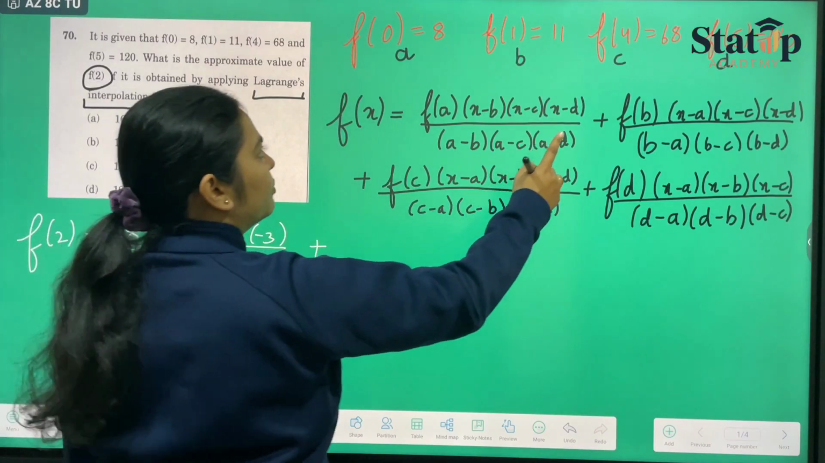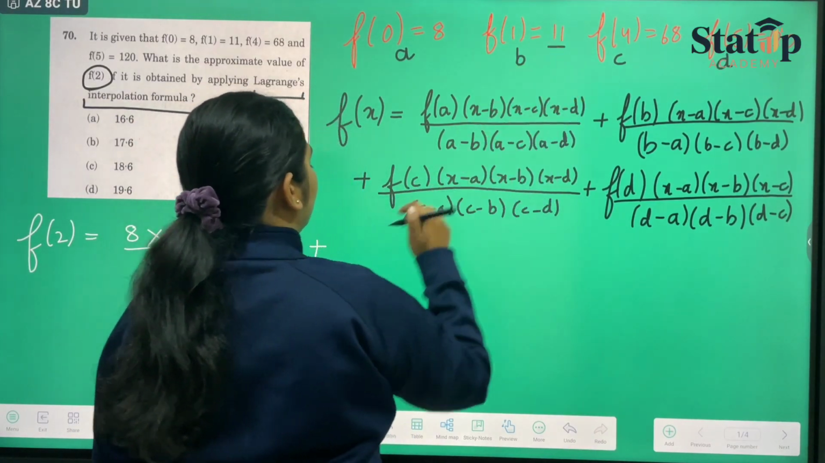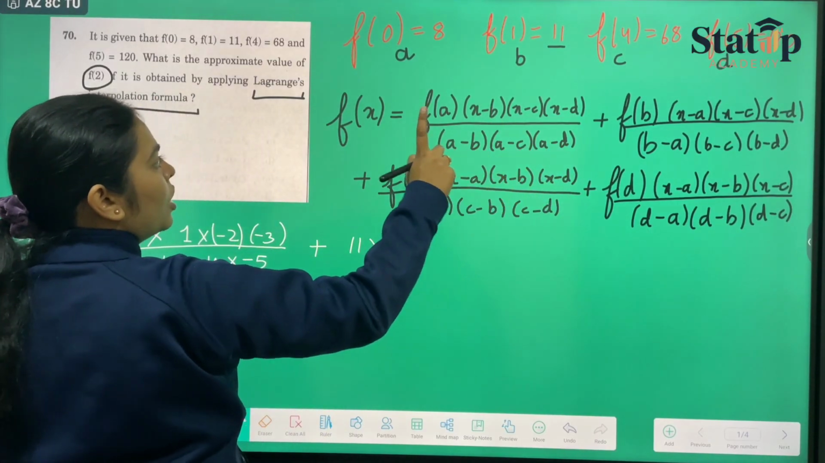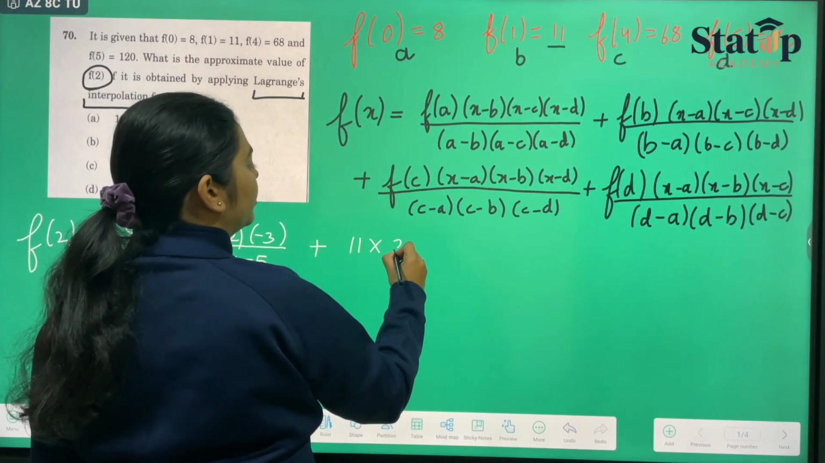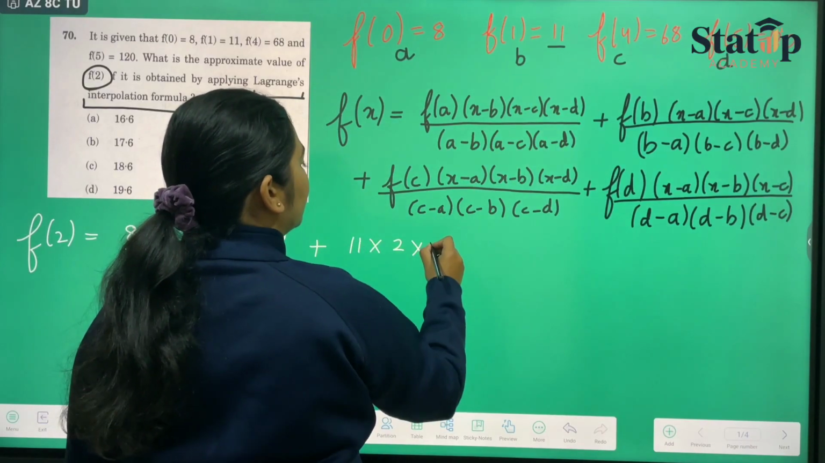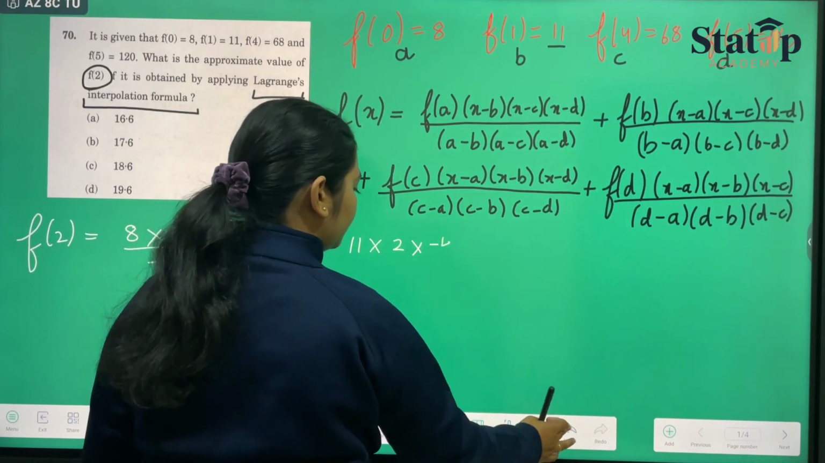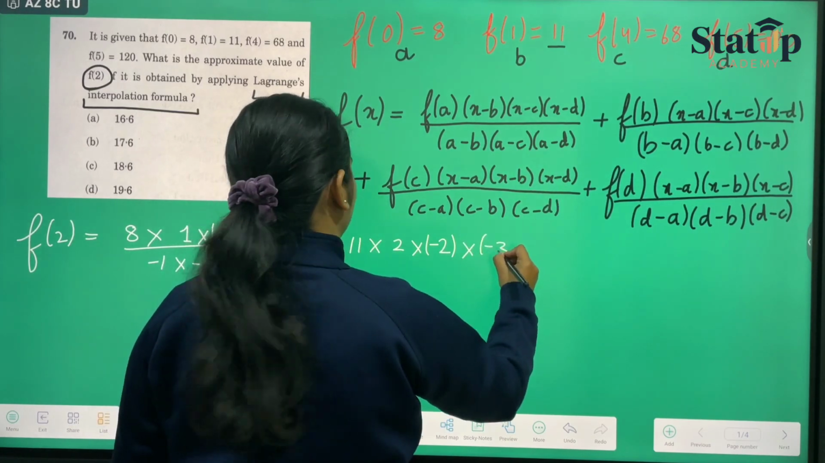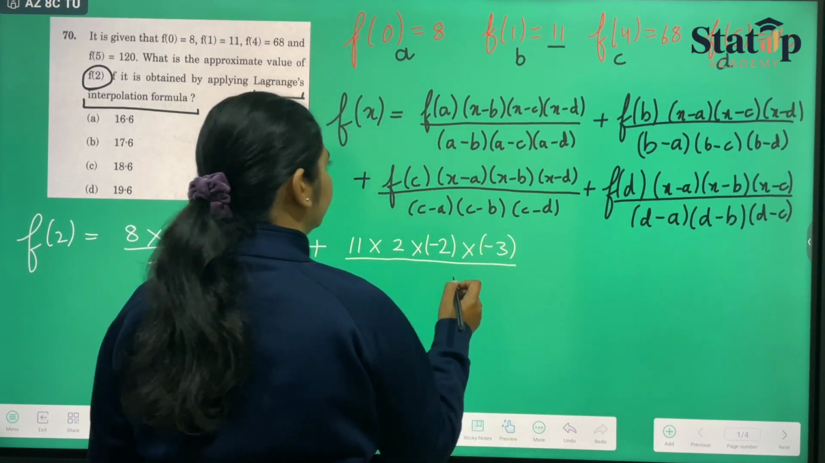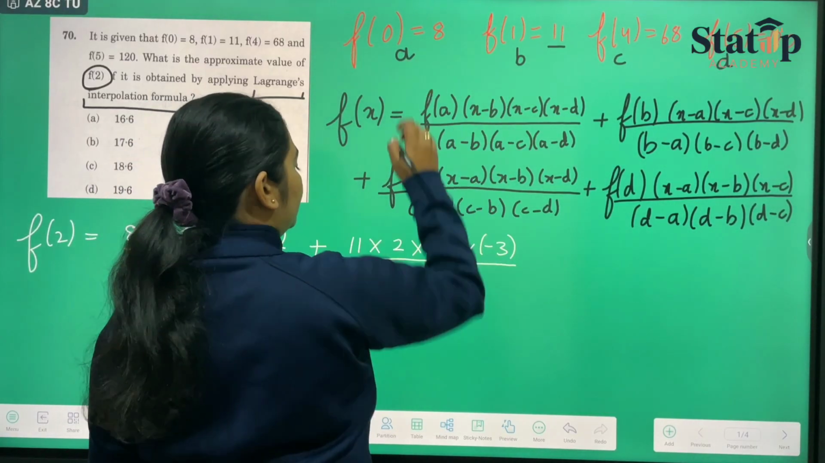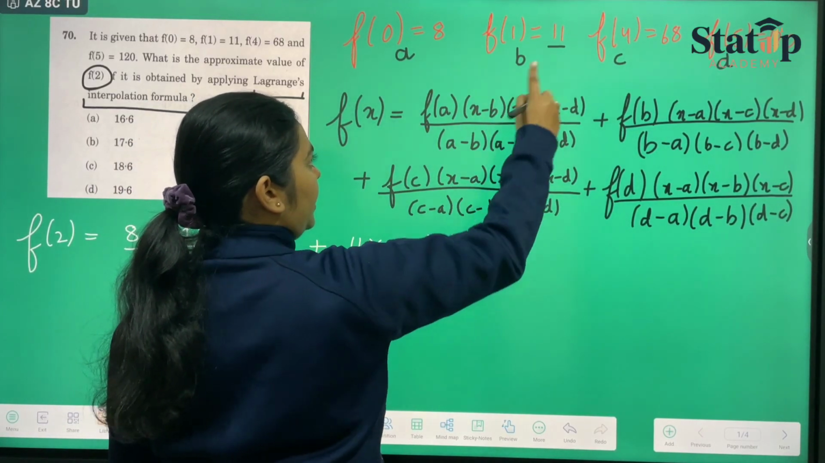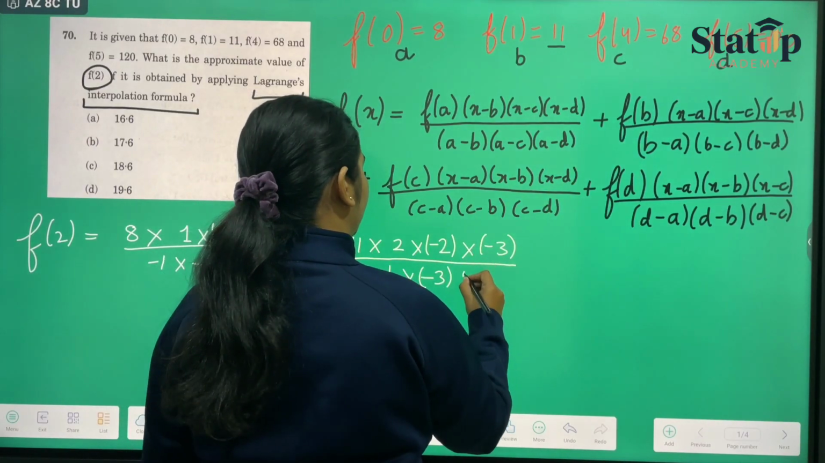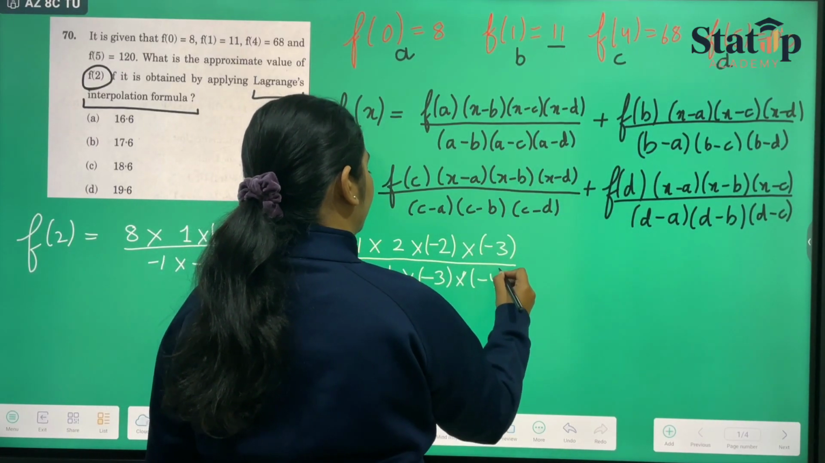Plus f of b. F of b has been given to us as 11, into x minus a. X is 2, so 2 minus 0 will be 2, 2 minus 4 will be minus 2, and 2 minus 5 will be minus 3, upon b minus a: 1 minus 0 will be 1, 1 minus 4 will be minus 3, and 1 minus 5 will be minus 4.